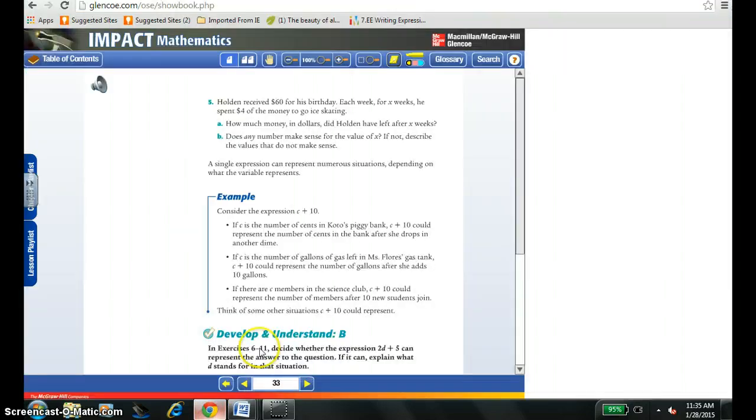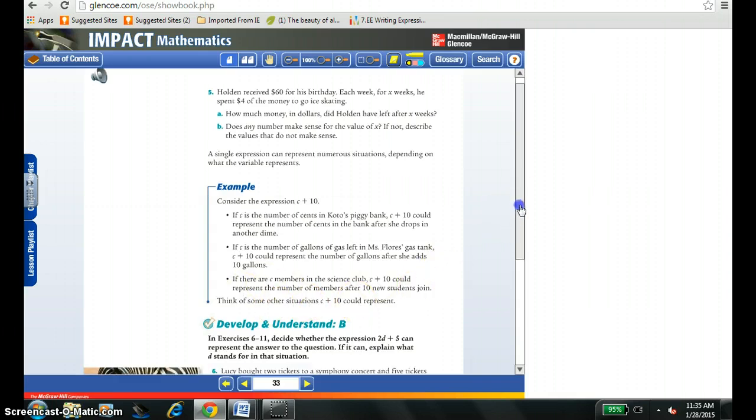So I'm going to look at page 33 in my book. Here it is. Consider the expression C plus 10. If C is the number of cents in Koto's piggy bank, then C plus 10 could represent the number of cents in the bank after she drops in another dime. So these 3 bullet points are just giving you 3 different situations that would match this expression. Could be gallons of gas in the tank, and then she gets 10 more gallons. Could be members in the science club, and then 10 new students join. And that says think of some more, so you can think of some more. Or you can go right to the next question.